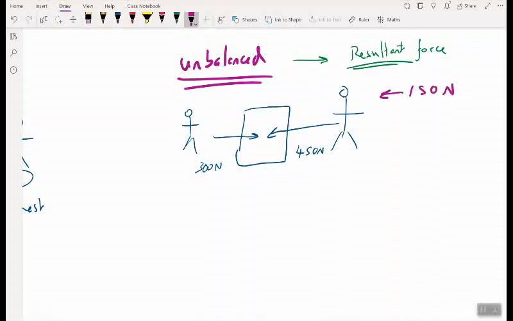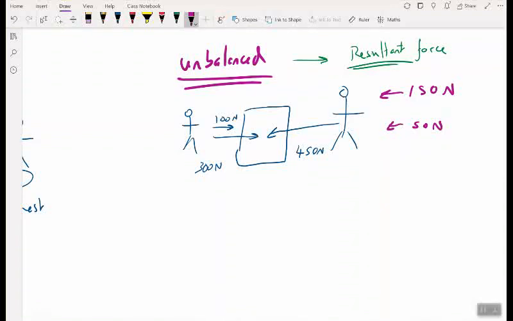So how could this change? Well, if someone came to help someone else here and they started pushing again with another 100 newtons, that would be 100 plus 300, so it's 400. So now the resultant force would only be 50 newtons to the left. So when forces are working together, you add them together and then take them away from what they're acting against. So that is the resultant force.